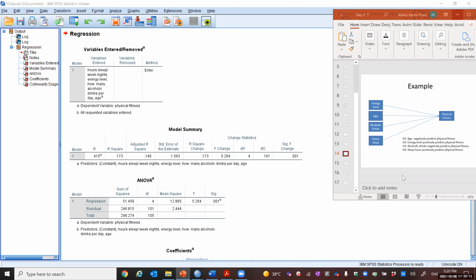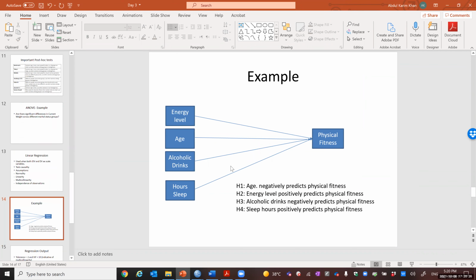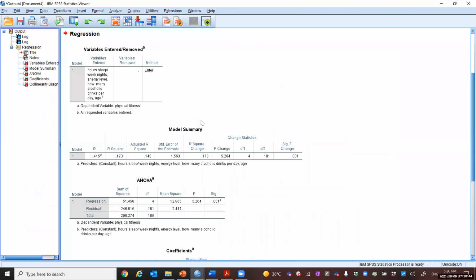If we think commonsensically, energy level, age, alcoholic drinks, and sleep hours are not the only factors or the main factors which explain the variation in your physical fitness. So that's why we see only a 17% variance being explained by these four factors. Rest of the 83% variations in physical fitness, we don't know. There might be other factors as well. So this basically tells you the explanatory power of your model.